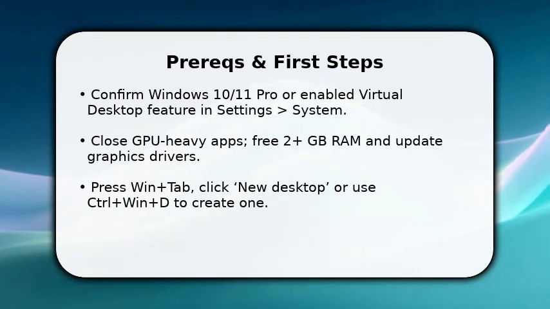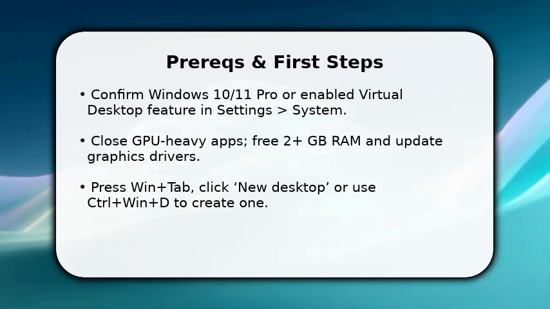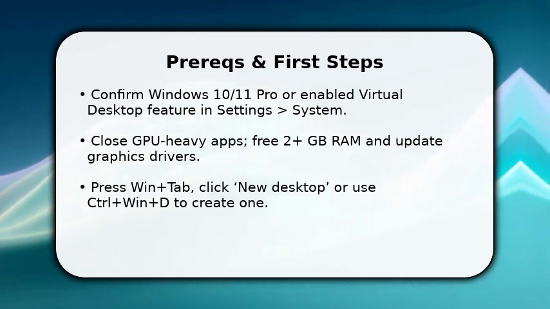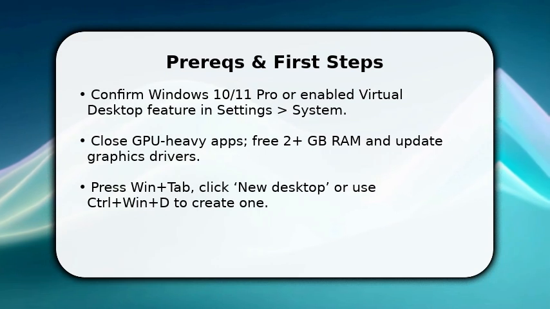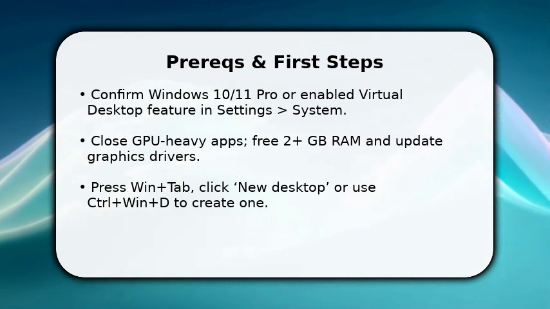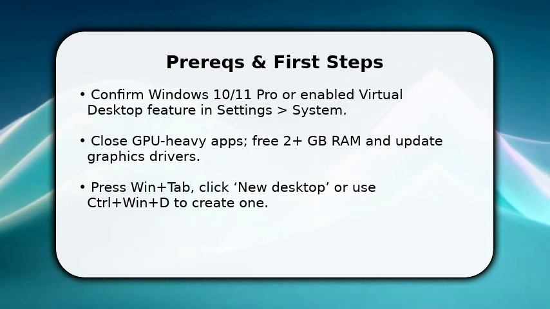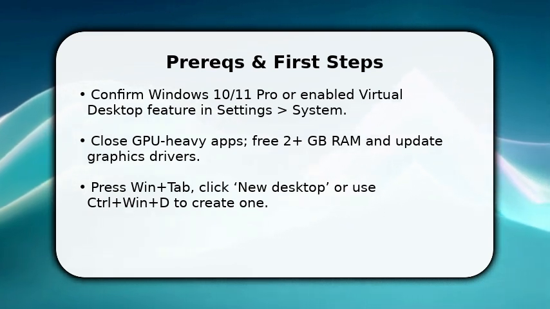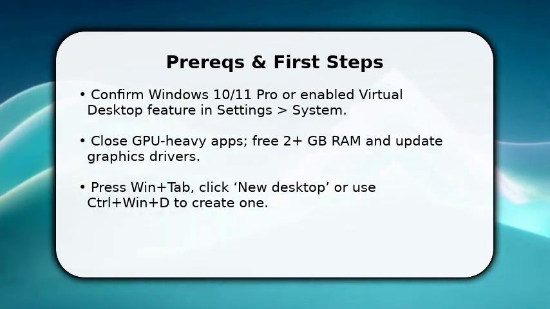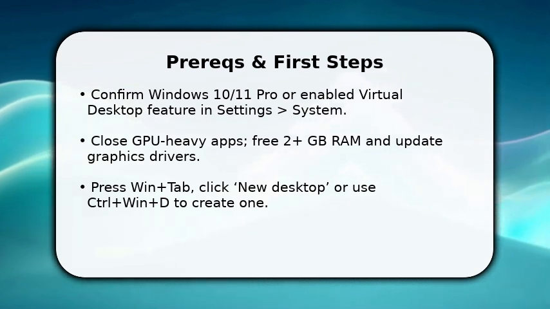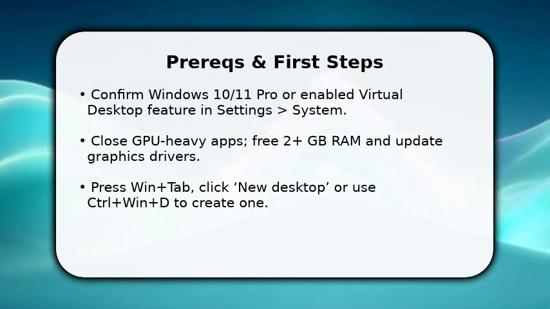You'll start by preparing your PC so virtual desktops run smoothly. Make sure you're on Windows 10/11 with the virtual desktop feature enabled. This avoids missing controls. Once done, close GPU-intensive programs and free at least 2 GB of RAM so switching is snappy. Now press Win plus Tab and either click New Desktop or use Control plus Win plus D to create a fresh workspace. You're doing this to separate tasks and reduce window clutter, which improves focus and performance.